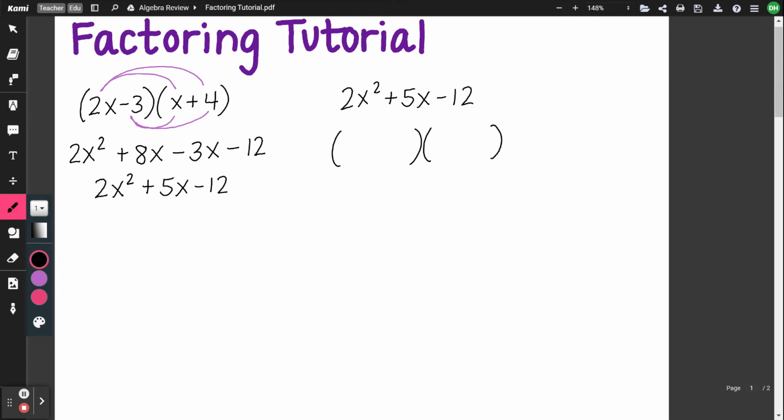into factors. Okay, so think about how we got to that. We had multiplied the term here times the term there, and that gave us 2x squared. So whatever I write here and here has to multiply together to give me 2x squared. Now 2 is a prime number, so that's kind of nice. I know it's got to be 2 times 1, so 2x times 1x.